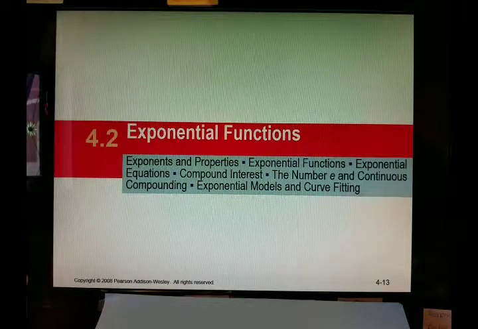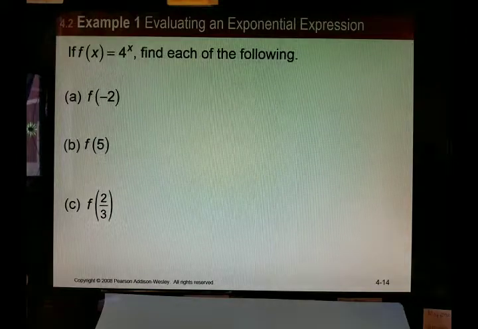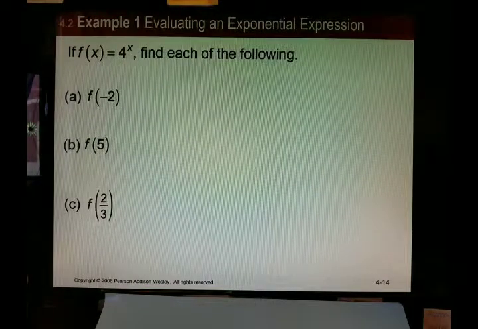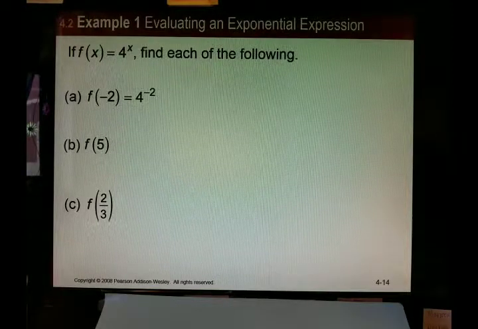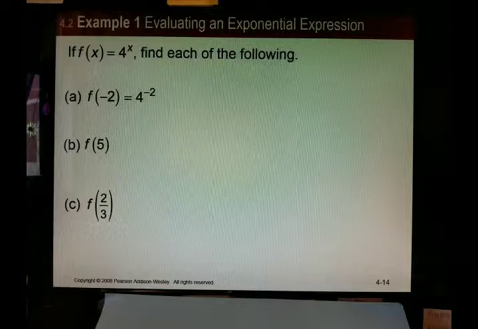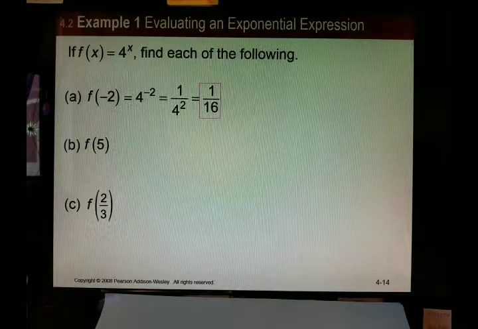Exponential functions. Then just to find the value of each. So the first one here wants us to find 4 raised to the negative 2. Please remember when you raise something to a negative power that you drop it to the denominator. Therefore, that would be 1 over 4 squared, which happens to be 1/16.